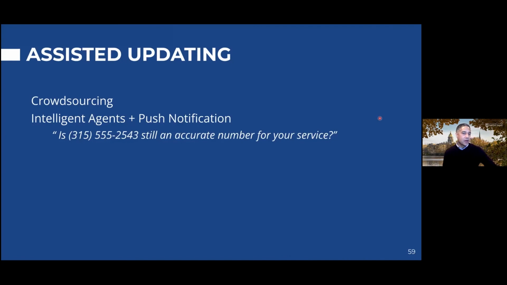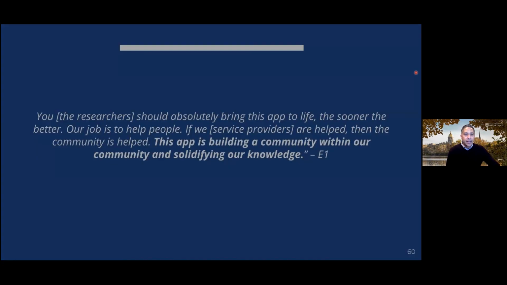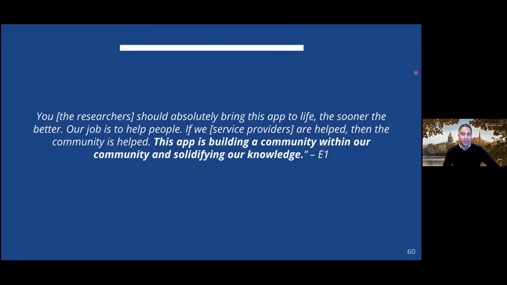While we have not explored the update problem in our prototype, we envision the use of crowdsourcing where community users and expert navigators can flag outdated information. We also envision the use of intelligent agents that can scan the resources to identify potentially stale information and use methods like lightweight push notifications, like we see here, to ask, is this phone number still an accurate number for your service? And initial feedback has been really positive.